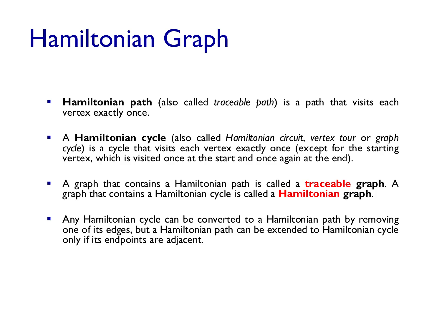The Hamiltonian circle or cycle or circuit, all of these are used, means that you start at one vertex, you pass every single vertex in the graph exactly once, except the one that you started from, because that one you have to come back to one more time to close the cycle or the circle. So that's the Hamiltonian cycle: a cycle that visits each vertex exactly once, except for the starting vertex, which is visited once at the start and once again at the end.